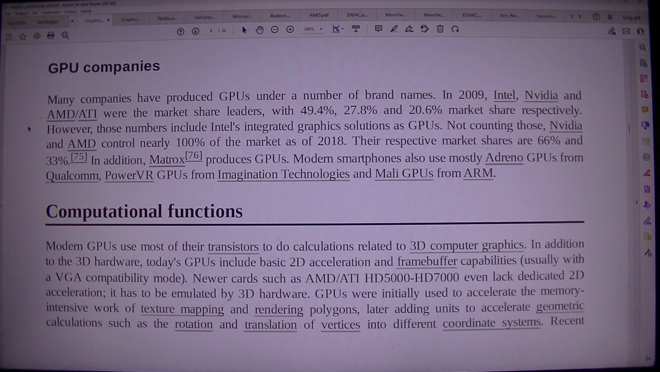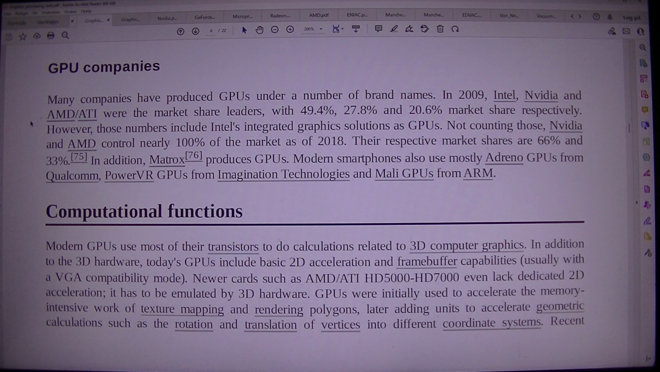However, those numbers include Intel's integrated graphics solutions as GPUs. Not counting those, Nvidia and AMD control nearly 100% of the market as of 2018. Their respective market shares are 66% and 33%. In addition, Matrox produces GPUs. Modern smartphones also use mostly Adreno GPUs from Qualcomm, PowerVR GPUs from Imagination Technologies and Mali GPUs from ARM.